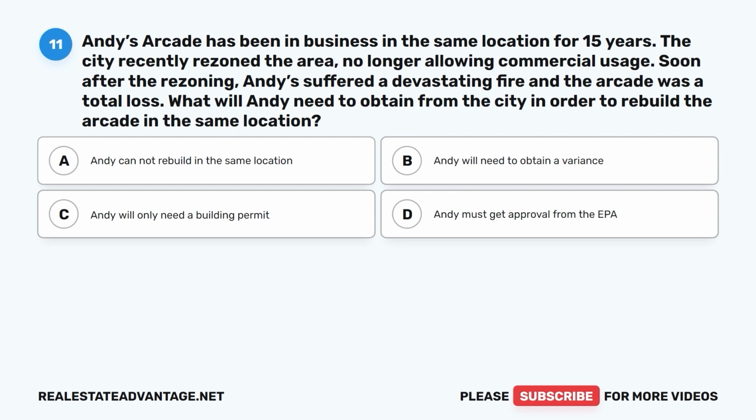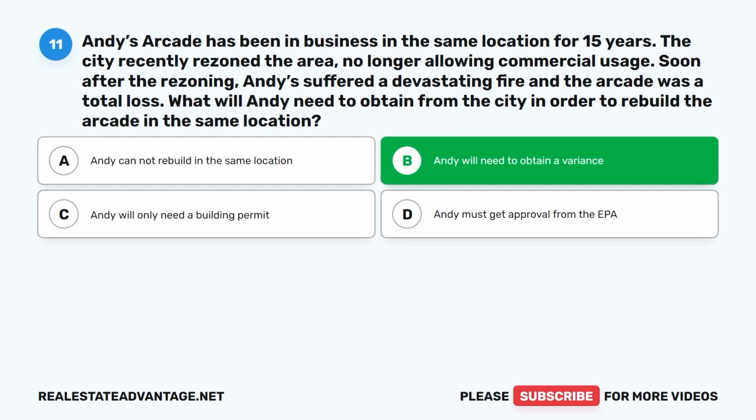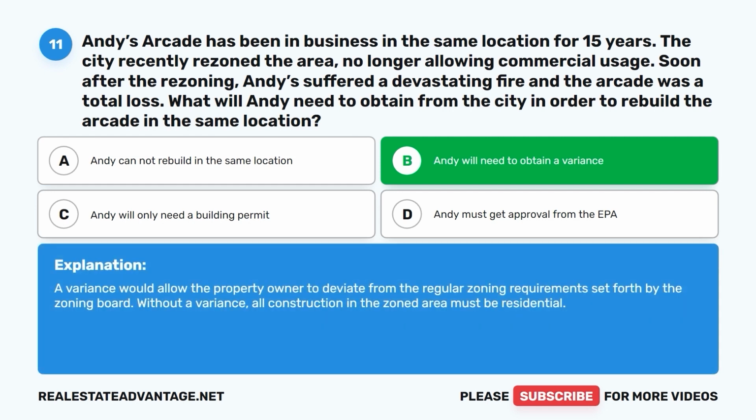The correct answer is B. Andy will need to obtain a variance. A variance would allow the property owner to deviate from the regular zoning requirements set forth by the zoning board. Without a variance, all construction in the zoned area must be residential.